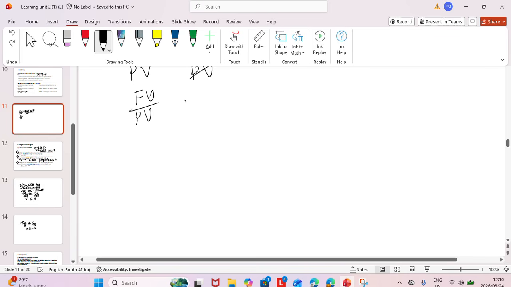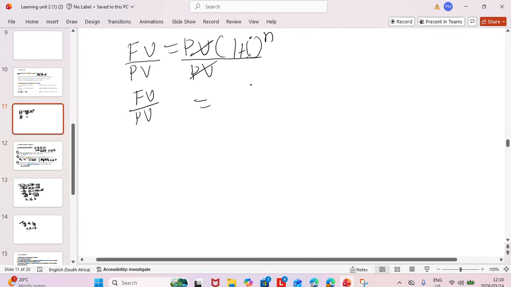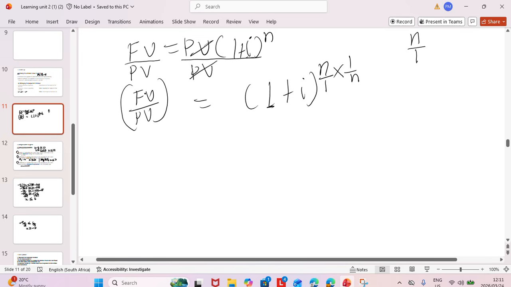On the left hand side, on the right, what do we have? 1 plus I to the power of n. So you want to remove that, to remove the 1 and n. N, guys, remember n is to the power of 1. To remove the n here, you need to multiply by the inverse of n over 1, which is 1 over n. So what you do on the left, you must also do on the right. Future value over present value is to the power of 1.